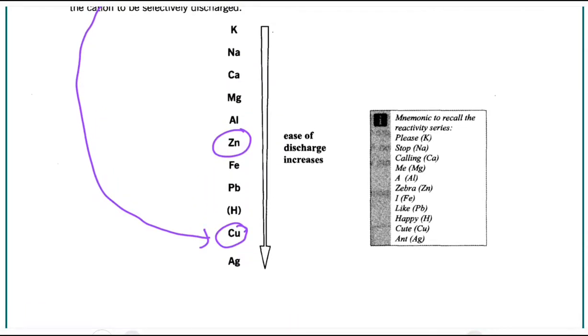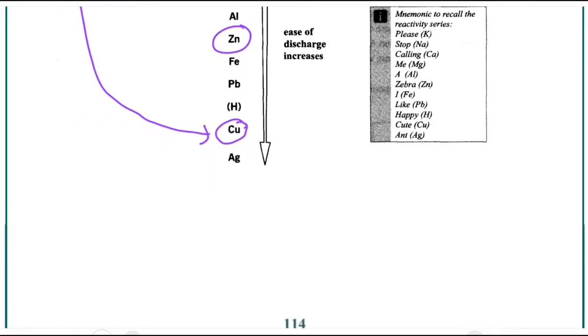These ones are the ones that are mainly used. In other reactivity series, you can see more elements, but for our study in electrochemistry, these are the only ones that we mainly look at.